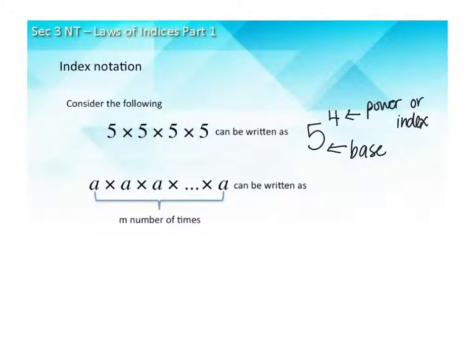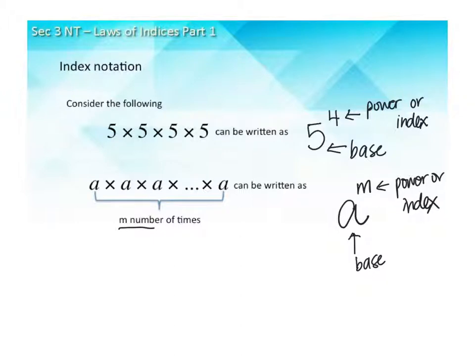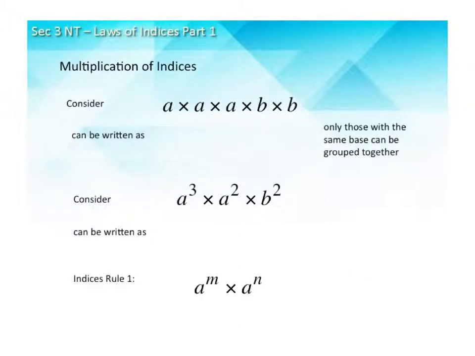Therefore, a times a times a, n number of times, will be written as a to the power of n, where a is the base and n is the power or index. Multiplication of indices. Consider the following.